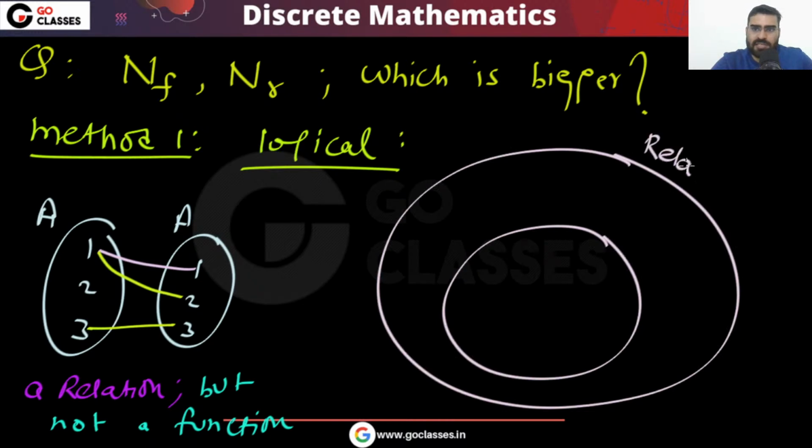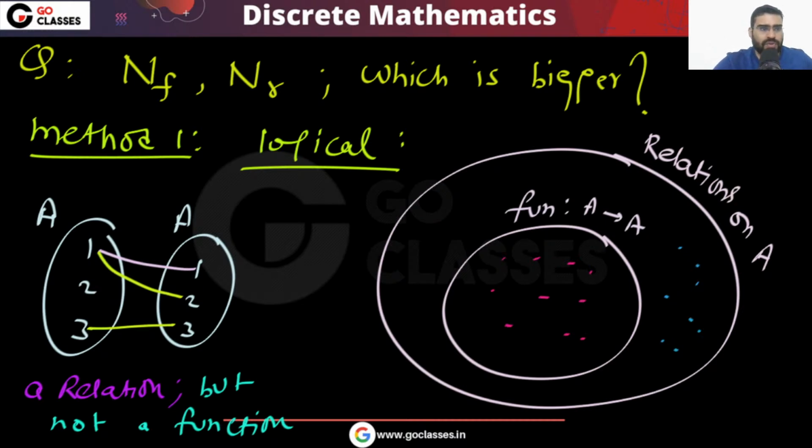These are the relations on A, and these are functions from A to A. So every function is a relation, but there are relations which are not functions. So clearly you can see that this will be bigger, right?